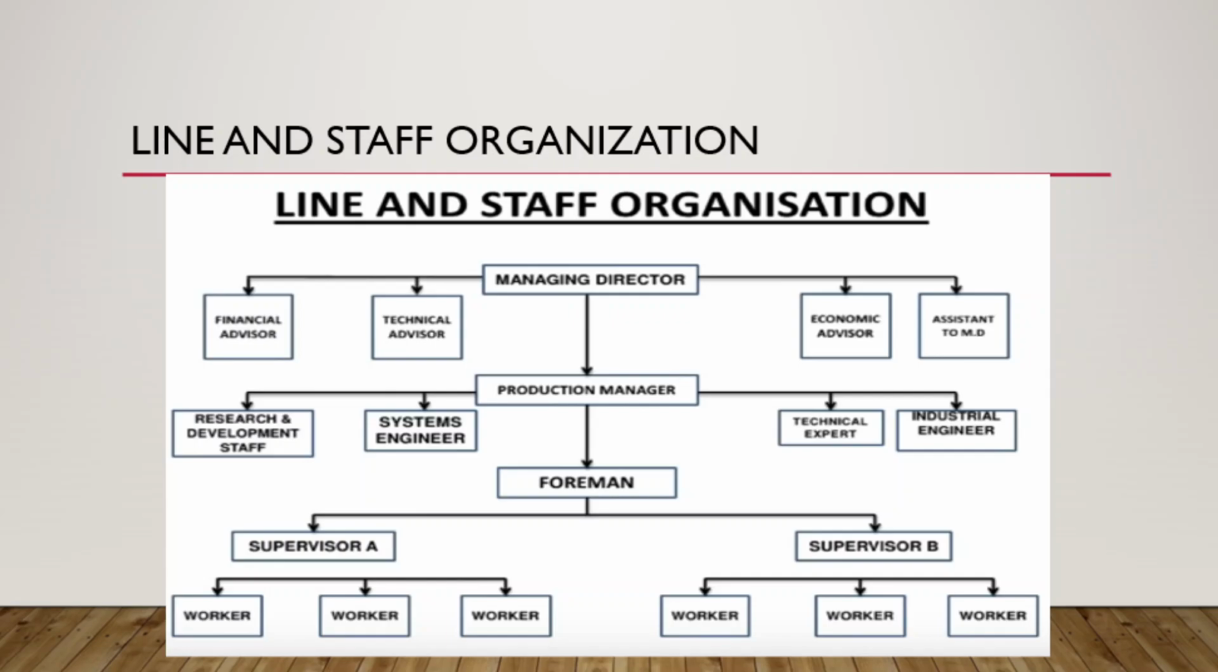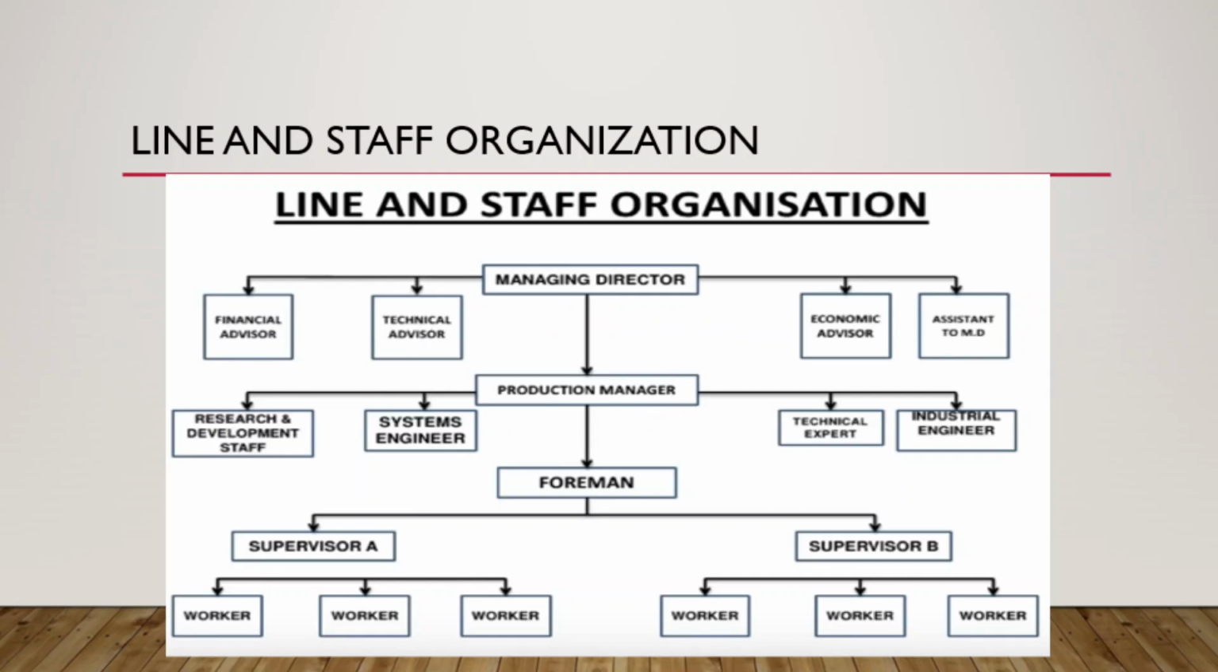Okay. So, this line and staff organization is a modification over the basic line structure. It combines the staff, specialists, experts with the line manager. Okay? So, vertical flow of authority pa rin from managing director, production manager, and foreman. Pero, ang responsibility remain the same pero meron na tayong staff specialist. Etong mga to, specialist na sila, sa research and development, financial, system engineers, technical, economic. And they are directly reporting to managing director in this case.